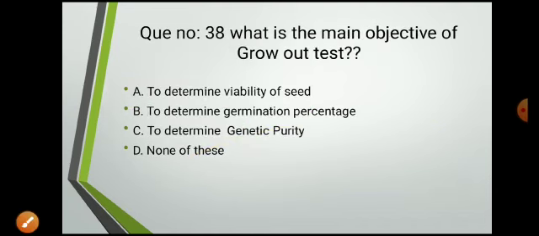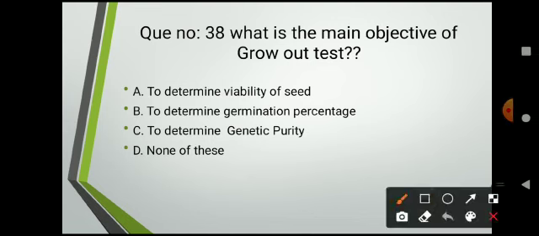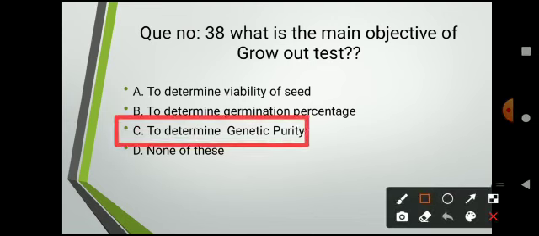What is the main objective of grow out test? Options are to determine the viability of seeds, to determine the germination percentage, to determine the genetic purity and none of these. And the correct option is option C, to determine the genetic purity. The grow out test is done.